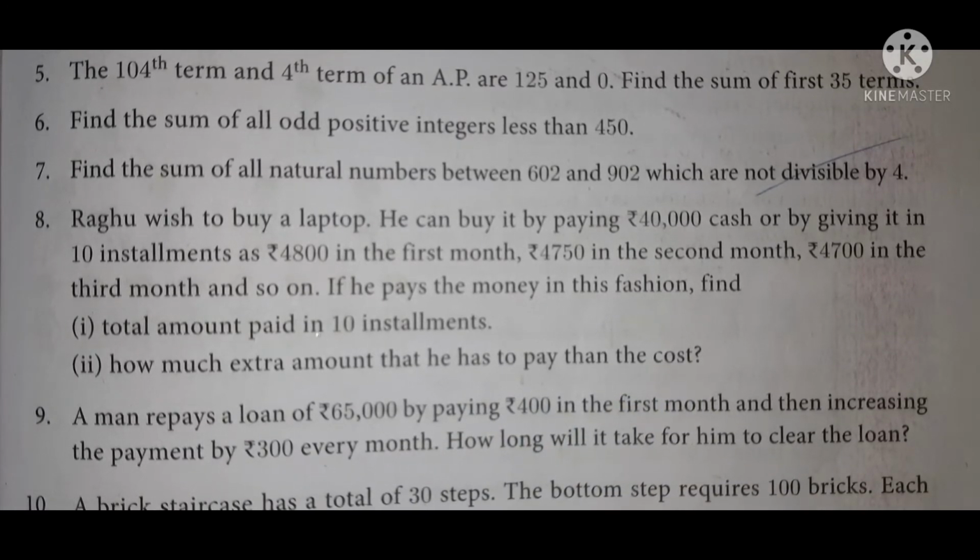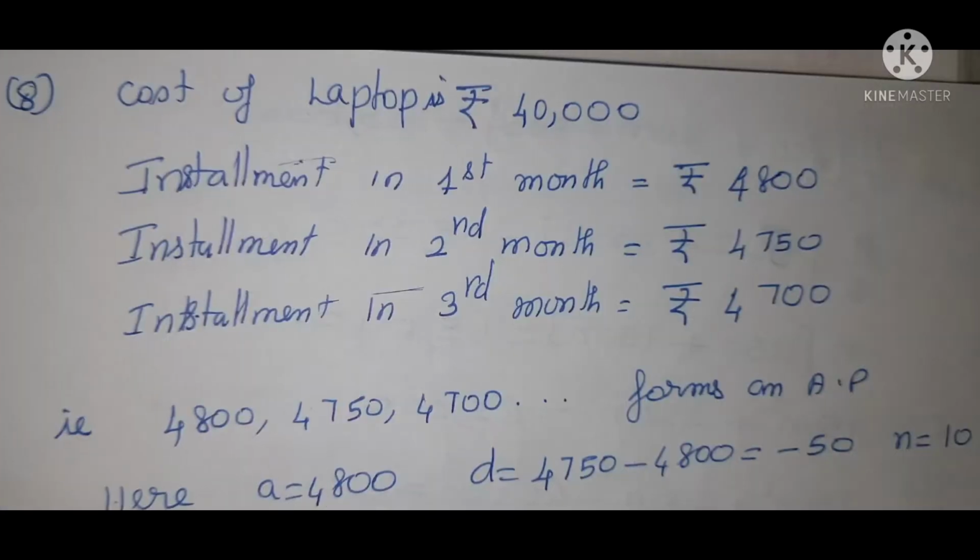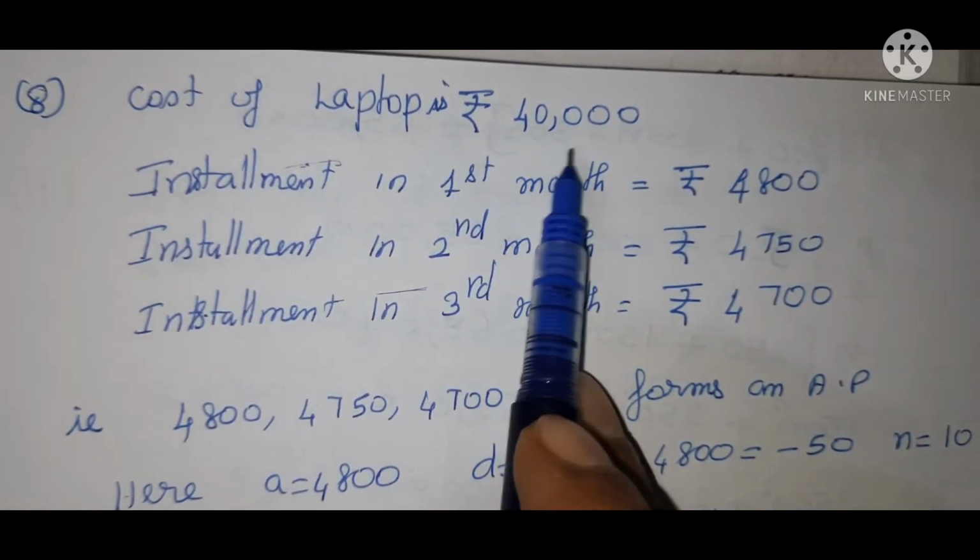Two choices are given to him. One is to directly pay the amount 40,000. The second one is paying in 10 installments. In the first installment he paid 4,800, second installment 4,750, in the third installment 4,700, and then go on. To find the total amount paid in the 10 installments and also how much extra amount he paid than the cost. Cost of the laptop is rupees 40,000.